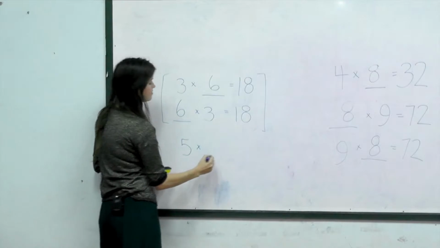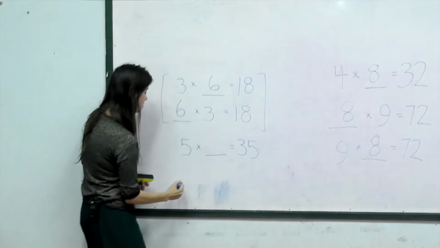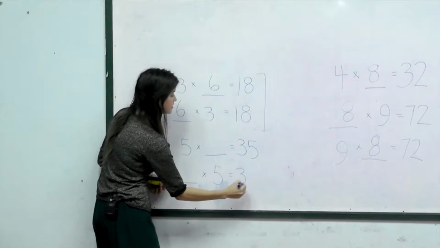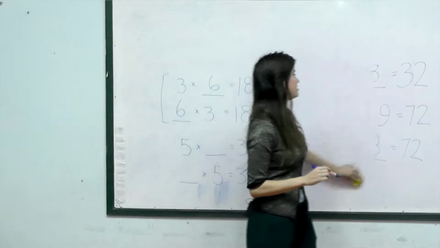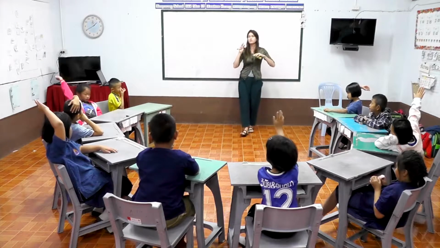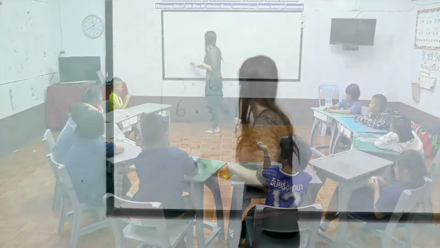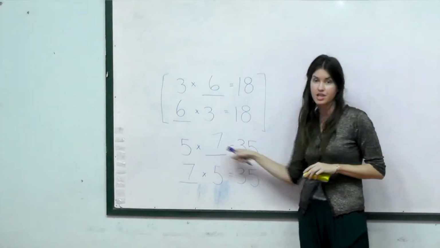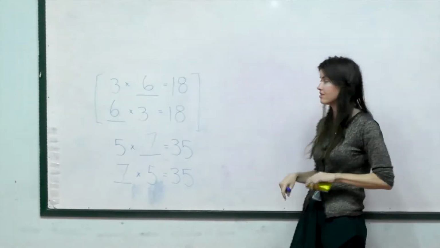So 5 times what number will give us 35? Or we can think, what number times 5 equals 35? Now think about that in your mind. Raise your hand. Okay, ready? 1, 2, 3. Very nice job, friends. 5 times 7 is 35. Or 7 times 5 is 35. Is it okay if we change the order? Yeah, it's still the same answer. We still get 35 for both of those.